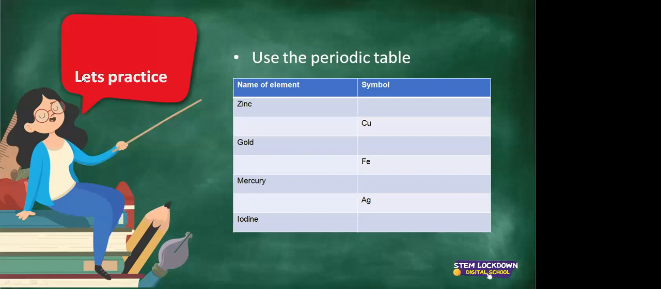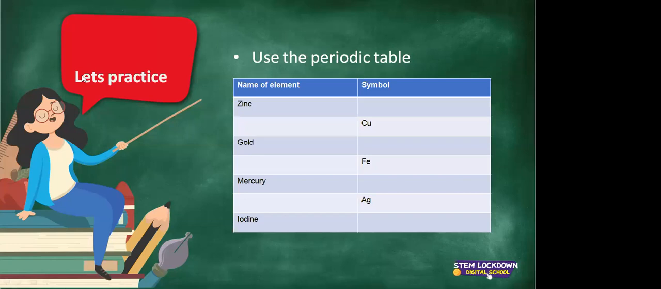Are we clear, grade 9? Cu is copper. What is the symbol for gold, grade 9? Yes, grade 9, I'm waiting on you. We are interacting today. So the symbol for gold will be A U. The symbol for gold is Au.